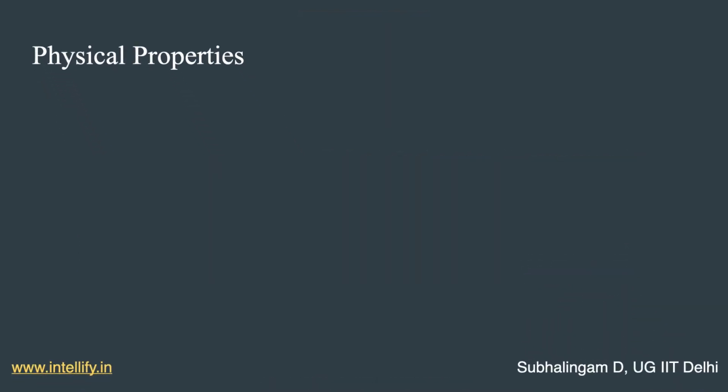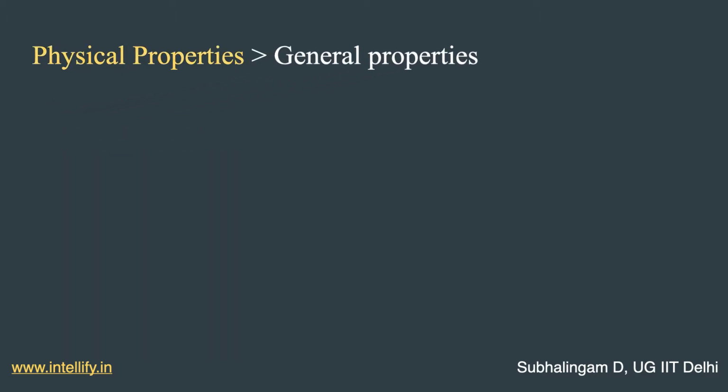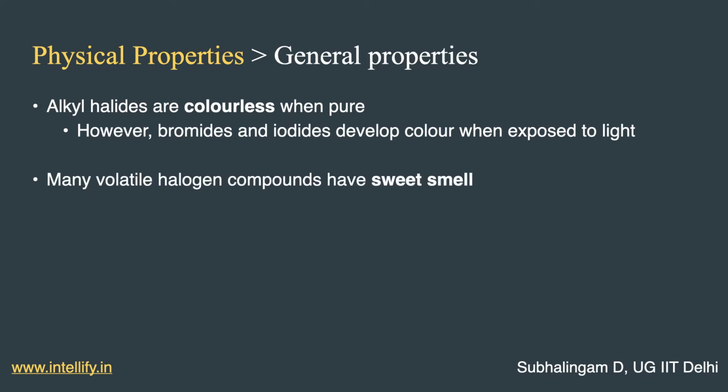Starting with the physical properties, we look into general properties like color and odor. Then we will look into the melting and boiling points, density, and we will end our discussion with solubility. General properties: alkyl halides are colorless when they are pure. However, bromides and iodides develop color when exposed to light. Many volatile halogen compounds have a sweet smell.